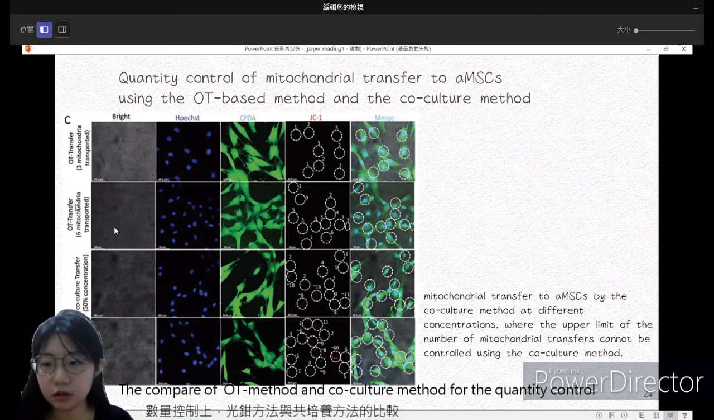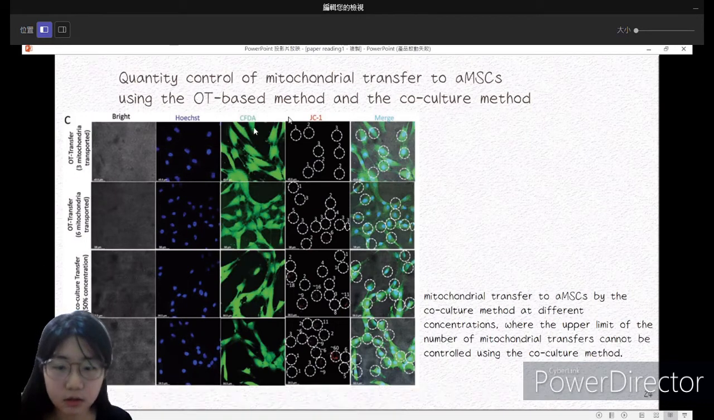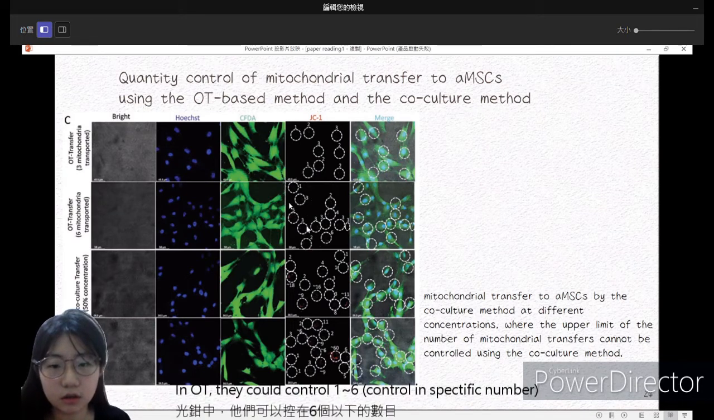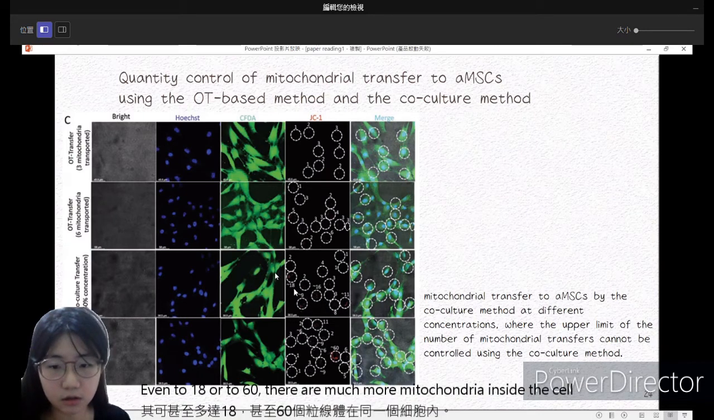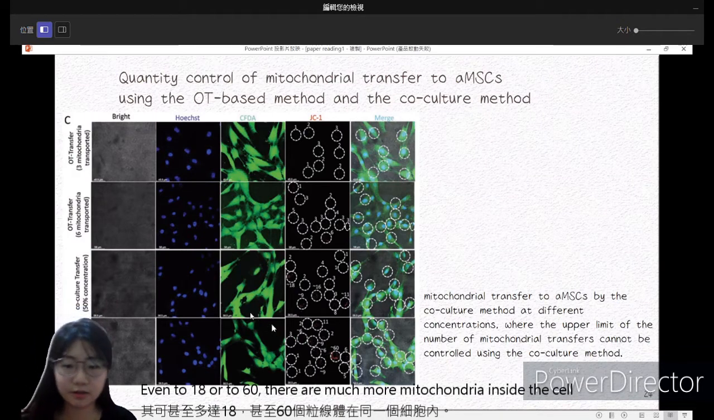And over here, we could see the comparison of optical tweezer and Cochrane for the quantity control. We could see in optical tweezer they could control 1 to 6, whereas in Cochrane they can't control. You can see even up to 18 or even 60, there are many more mitochondria inside the cells.